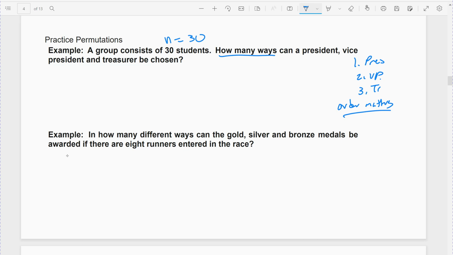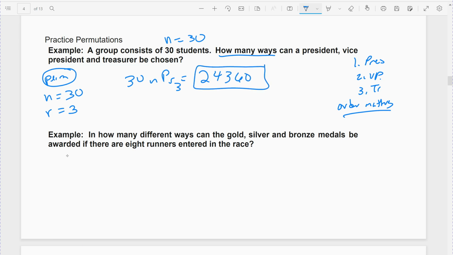Alright, that's what makes it a permutation. And again, I have to pick 3 different people. If I pick the same person twice, I don't get 3 different people. So it is a permutation. N is 30, R is 3. I'm picking 3 people because there are 3 positions out of 30. So it's 30, permutation, choose 3. And again, permutations typically are big numbers. So 24,360. That's how many different ways they can pick 3 people out of 30 to fill the positions of president, vice president, and treasurer.